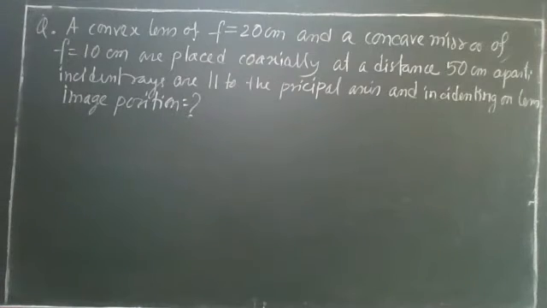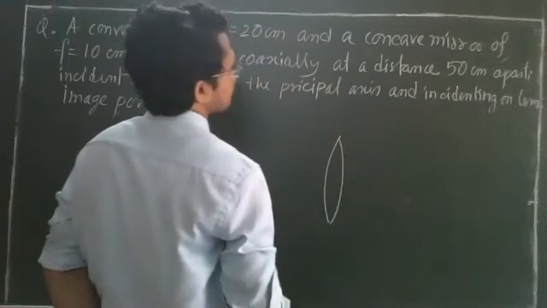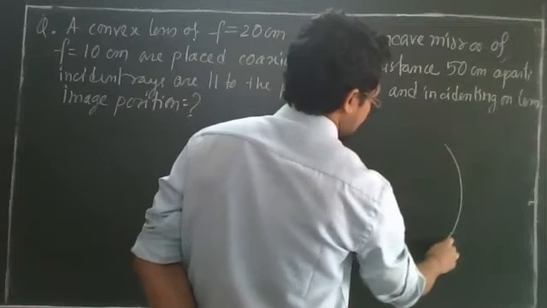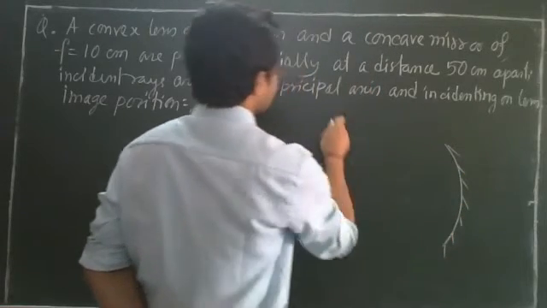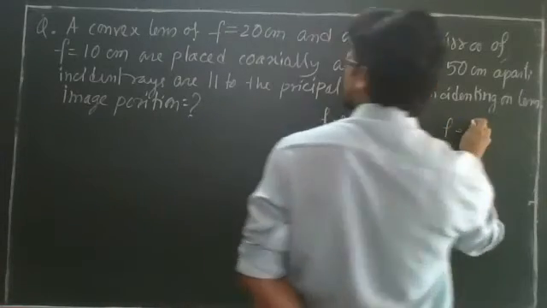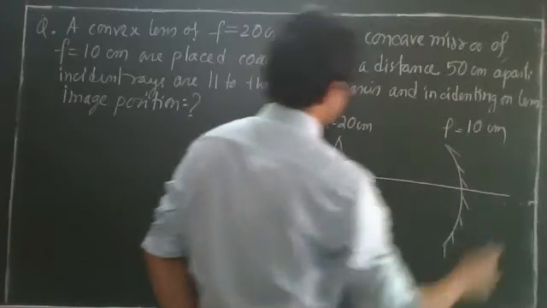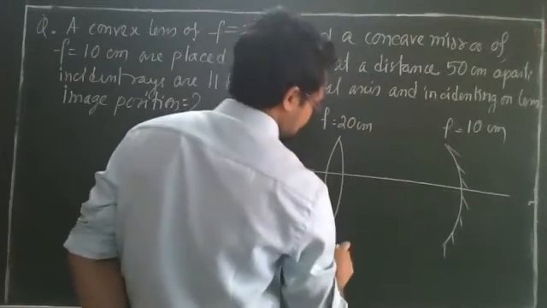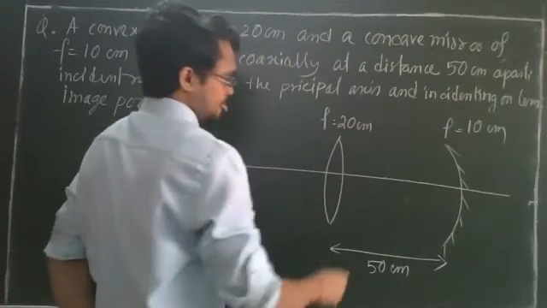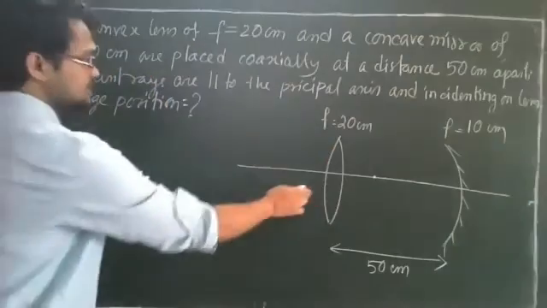So draw the diagram first. Convex lens, concave mirror at a distance 50 centimeter. Convex lens f is 20, here f is 10. Principal axis, this is, suppose, the focal length. Total this distance is 50. They are at a separation of 50 centimeter. So suppose this distance is the focal length of this lens.